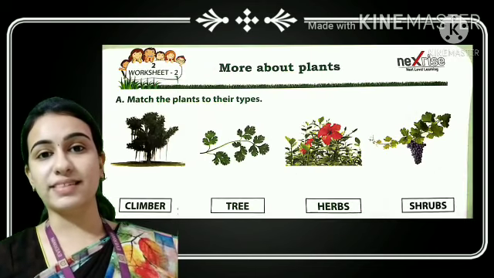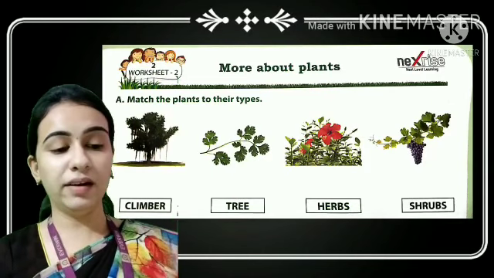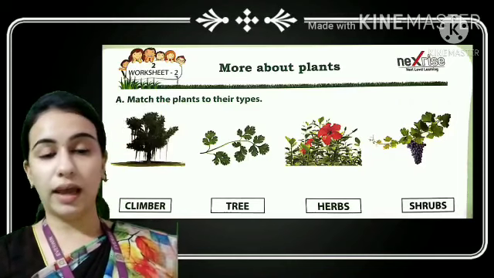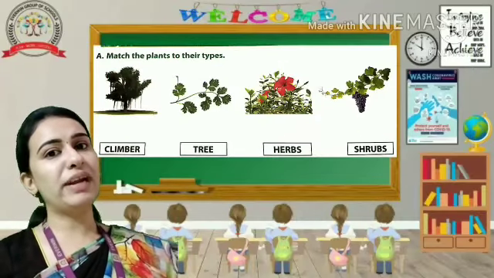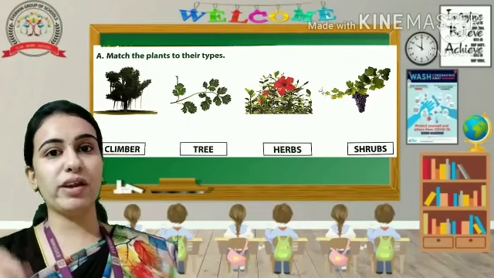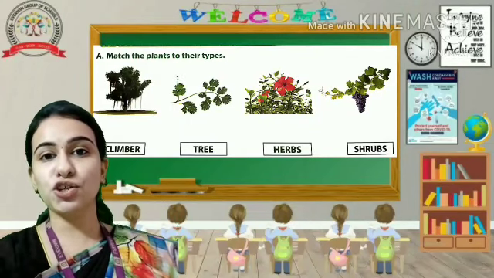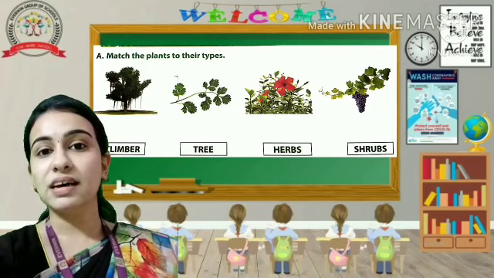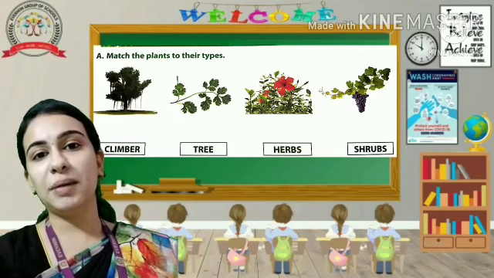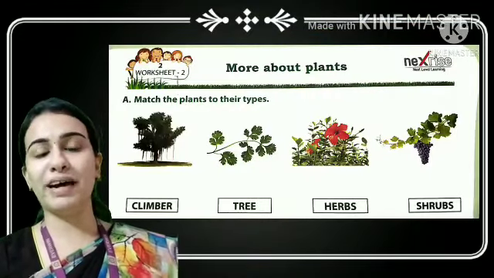Now let's do the exercise on page number 9. Take page number 9, worksheet 2. A. Match the plants to their types. How many types do we have? We have 5 types, right? What are the types of plants? Trees, herbs, shrubs, climbers and creepers. So we are going to match them.